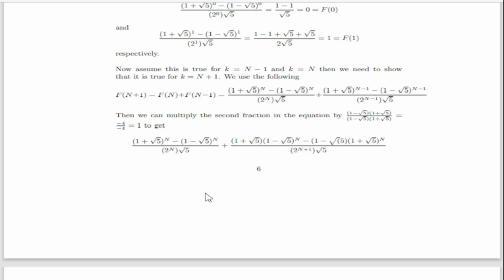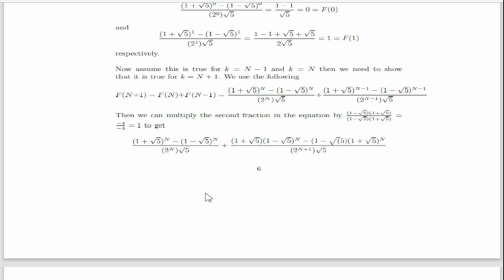The f of n minus 1 term is ((1 plus square root of 5) to the n minus 1 minus (1 minus square root of 5) to the n minus 1), over 2 to the n minus 1 over square root of 5. When we multiply the second fraction in the equation by (1 minus square root of 5) times (1 plus square root of 5) all over itself, that's the same as negative 4 over negative 4, which equals 1. So that's why we can multiply it. When we multiply the respective binomials, instead of n minus 1 in the power, we get n in the power. Then we get multiplied by the conjugate of it.